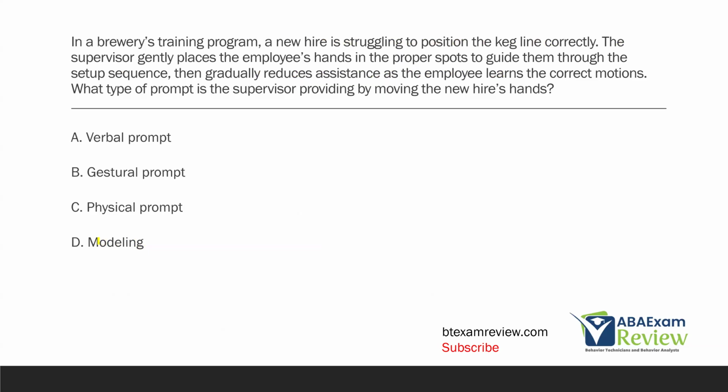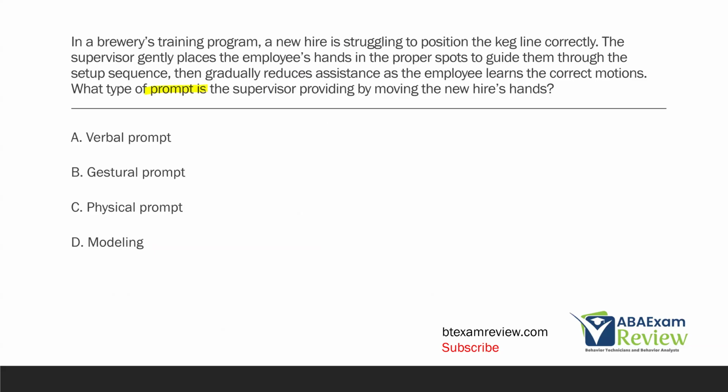In a brewery's training program, a new hire is struggling to position the keg line correctly. The supervisor gently places the employee's hands in the proper spots to guide them through the setup sequence, then gradually reduces assistance as the employee learns the correct motions. What type of prompt is the supervisor providing by moving the new hire's hands?